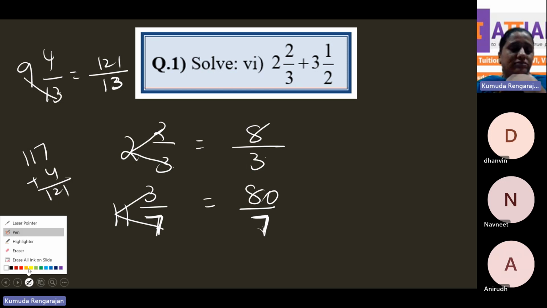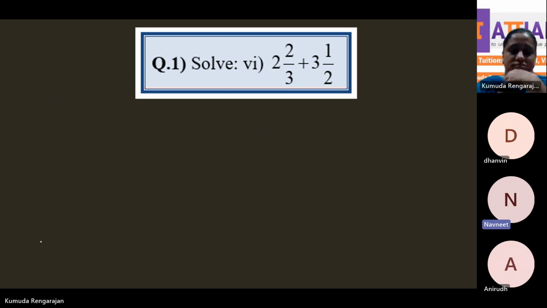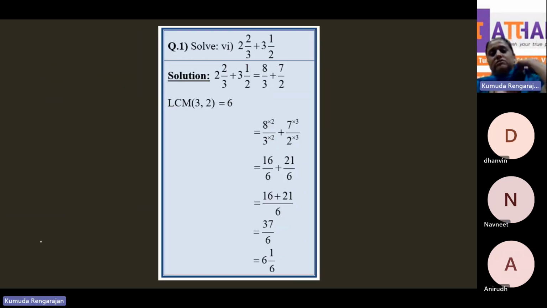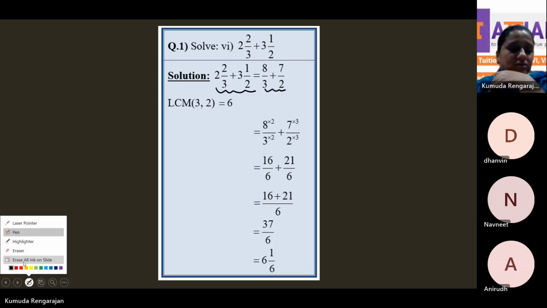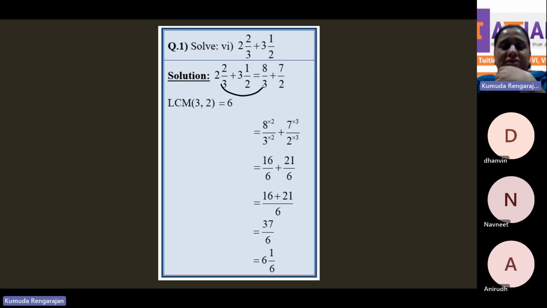Is that understood, children? Yes, ma'am. Take a picture. Sorry, first you need to convert the mixed fractions to improper fractions and then take the LCM and find the sum. Convert the mixed fractions to improper fractions. See here, this one is 8 by 3. This one is 7 by 2. Then you must take the LCM and add.